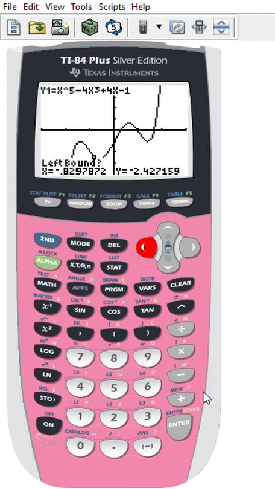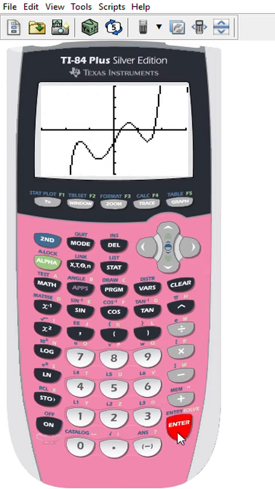So I'm over here on the left, enter. I'm going to go to the right of it, enter. And then it's telling me, okay, my minimum is at negative 2.619. Okay, so that would be my minimum value. And then my maximum over here.